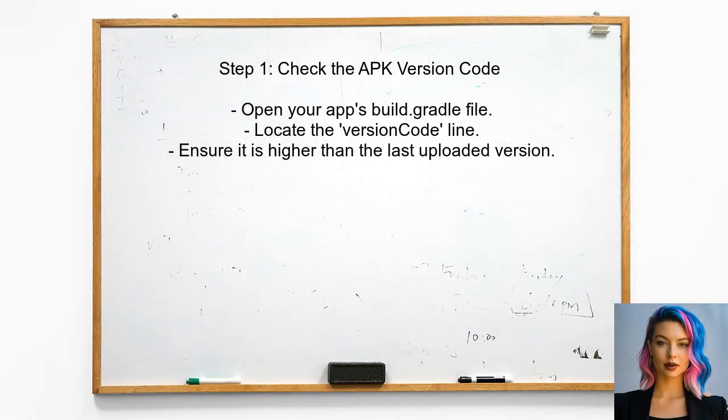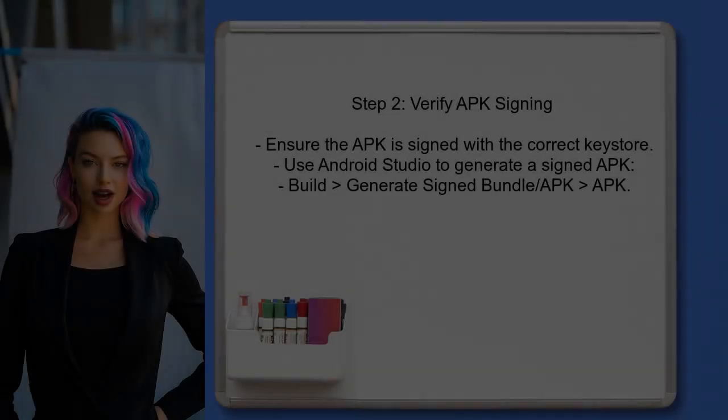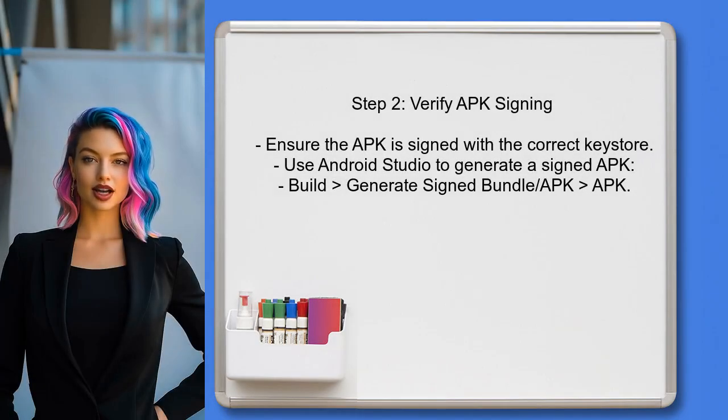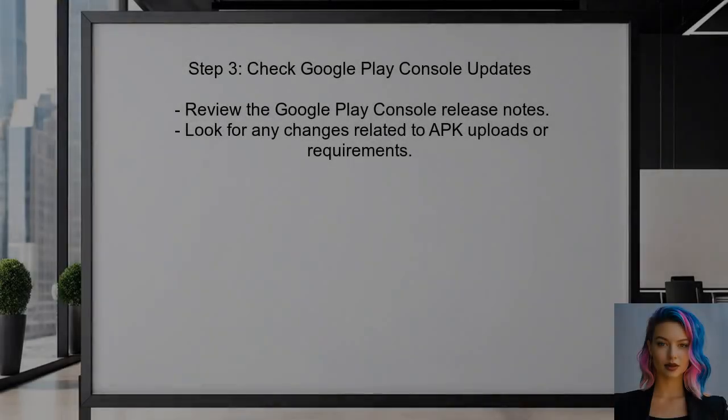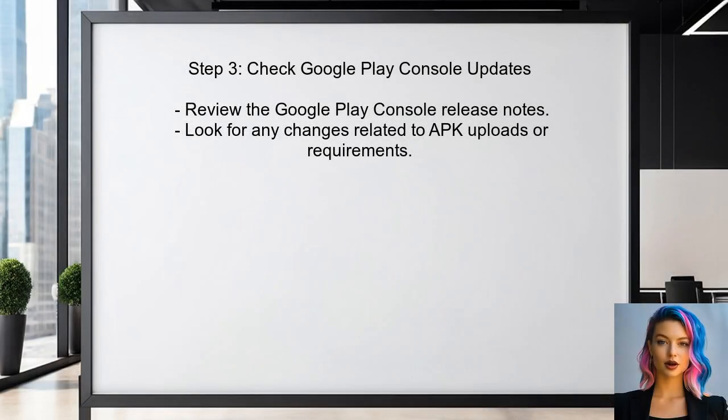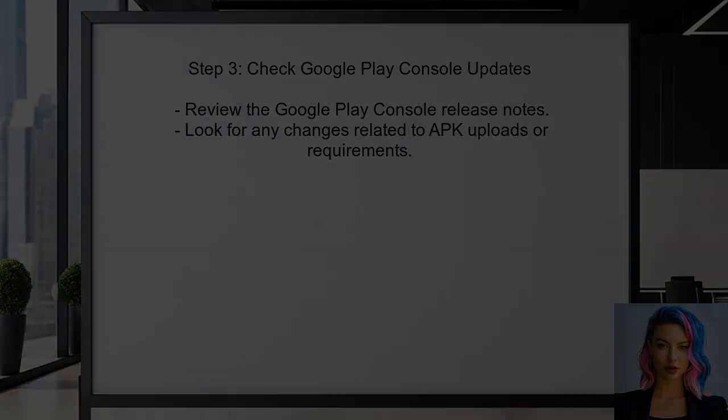hassle in the future. To begin resolving the upload error, the user should first check the APK file's version code. Google Play requires that each new APK has a version code that is higher than the previous version. Next, the user should verify that the APK is signed correctly. Unsigned APKs cannot be uploaded to the Google Play Developer Console. After confirming the version code and signing, the user should check for any recent changes in the Google Play Developer Console that might affect the upload process.